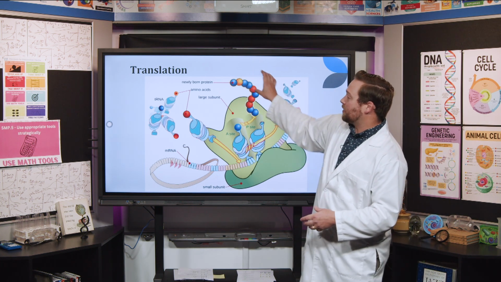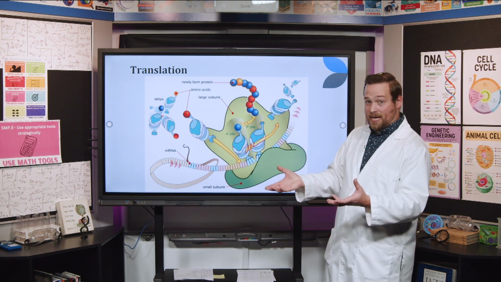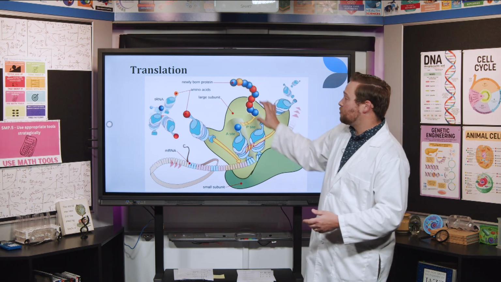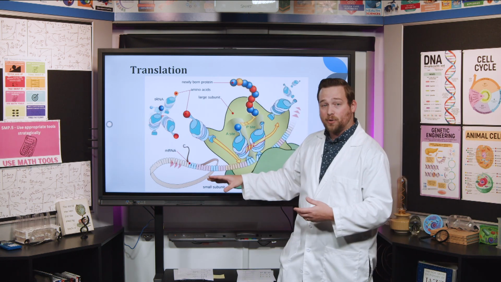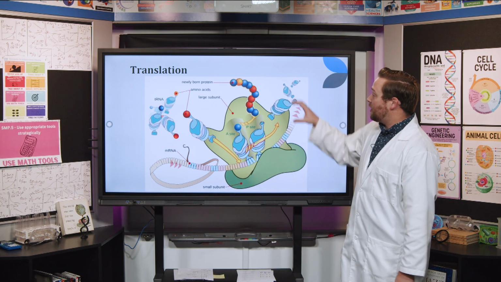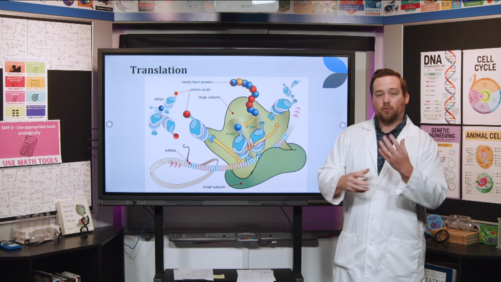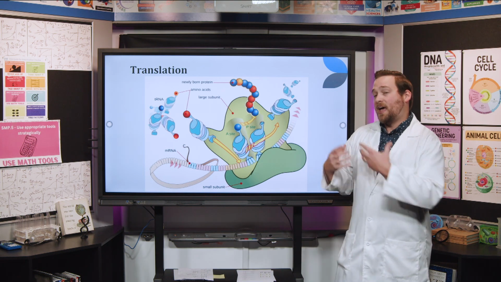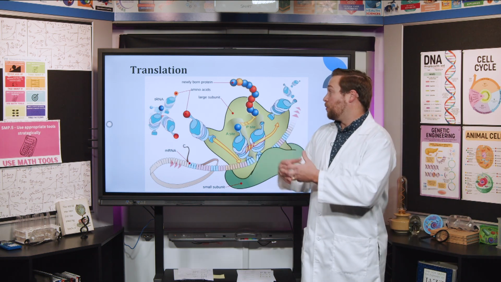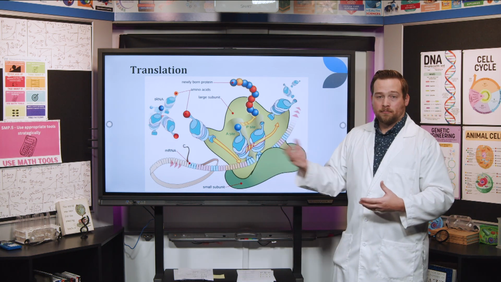Once this whole polypeptide has been made, it knows when to stop because it'll continue reading until we get to a stop codon. Then this polypeptide will leave the ribosome, and it's going to start going through this folding process. And once it's done folding, then we will have a protein.